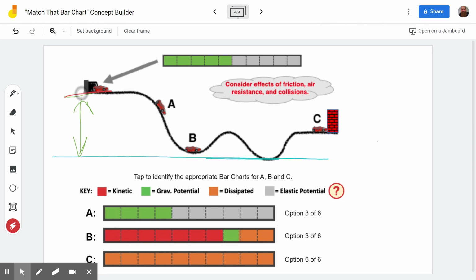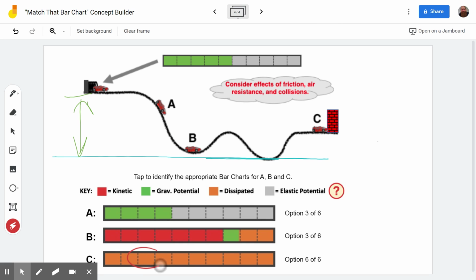So if at this height it's 5 units of gravitational potential, then a little bit lower here for A, 4 kind of makes sense. So 4 might be right here for gravitational potential. It could be 3. So you just have to look for one that makes sense for everything, remember. We'll get to this gray part in a second. Then we see the next lowest one is C. So C might be at 2.